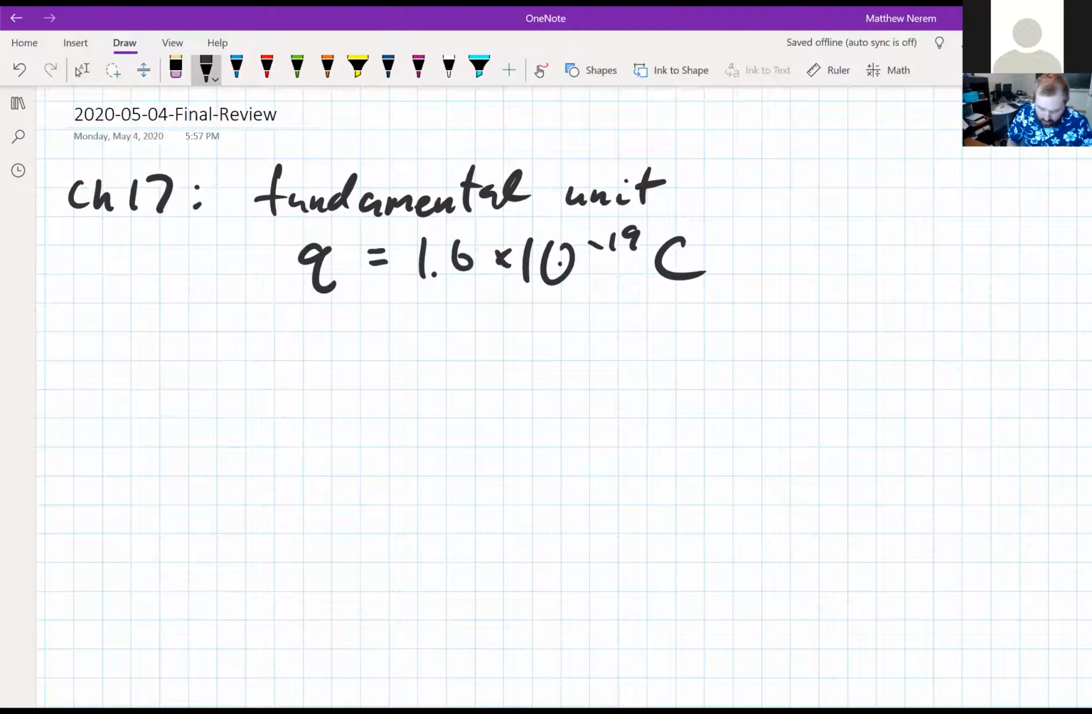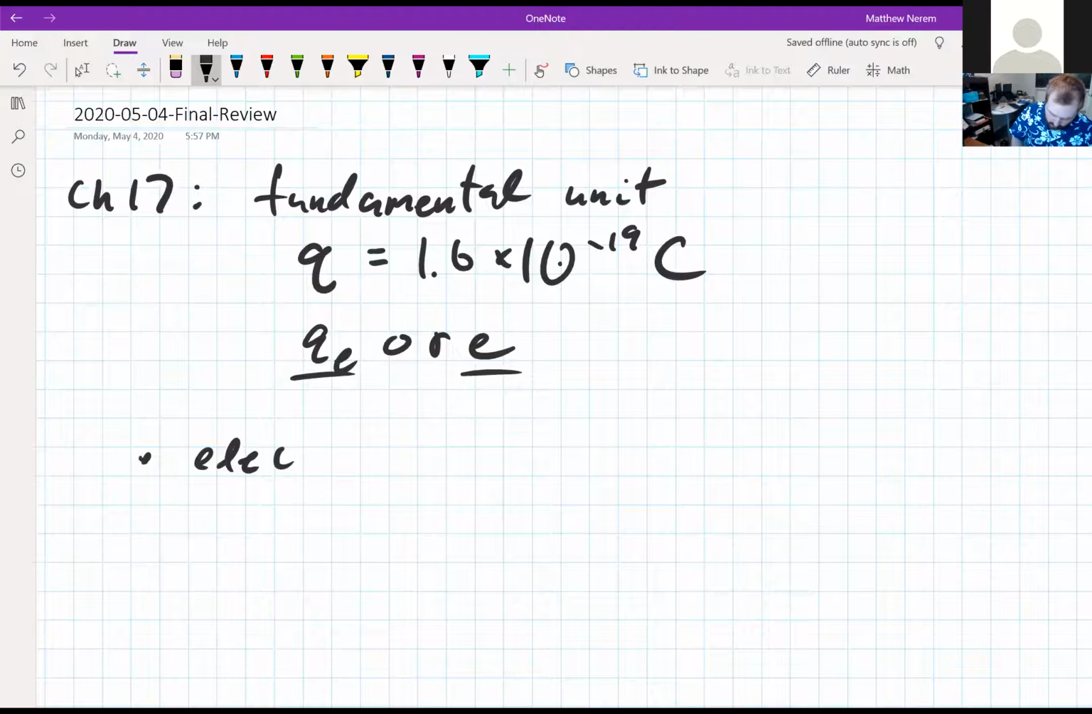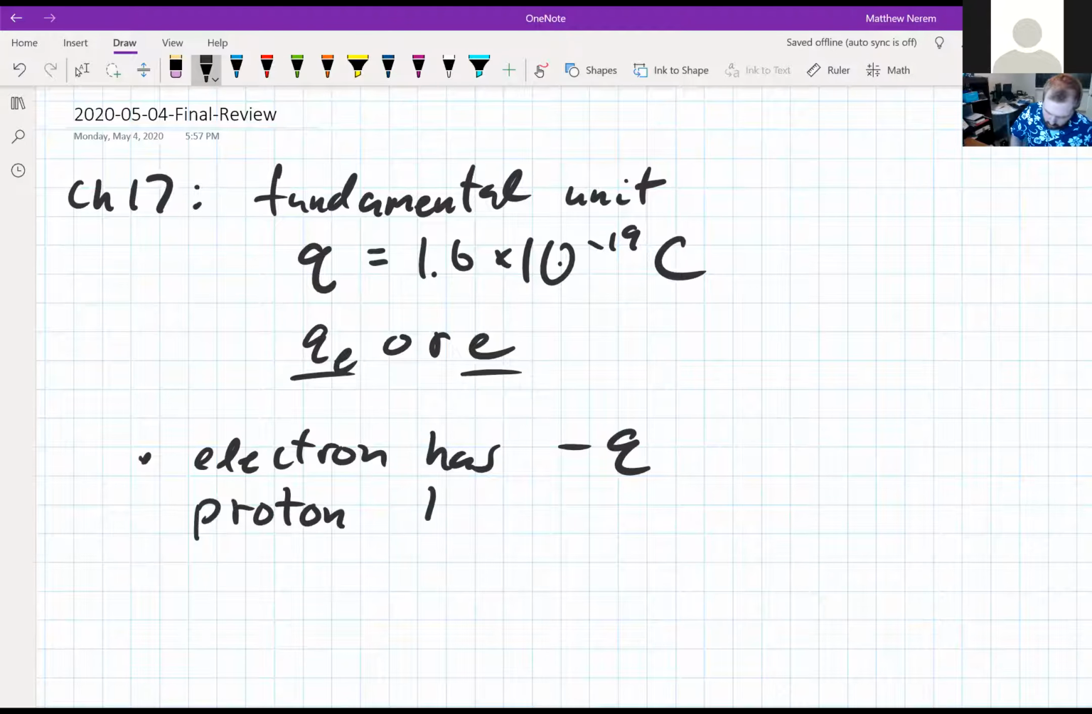Often you'll find this labeled as Qe or e, or other symbols are also used to denote this unit. And things to know: the electron has a negative 1.6 times 10 to the negative 19th coulomb charge. The proton has a positive q charge.